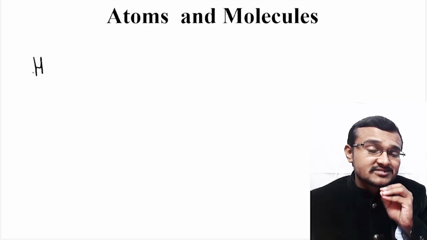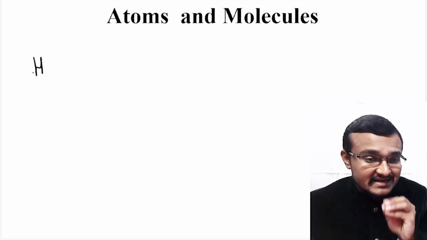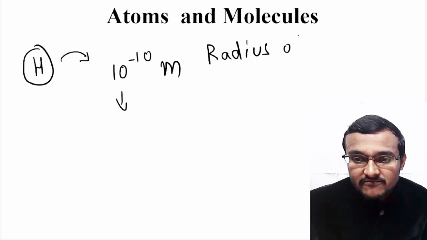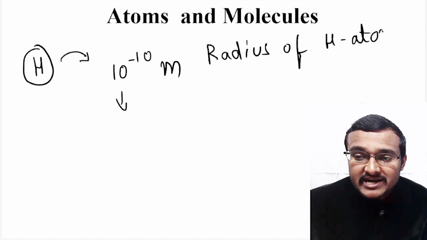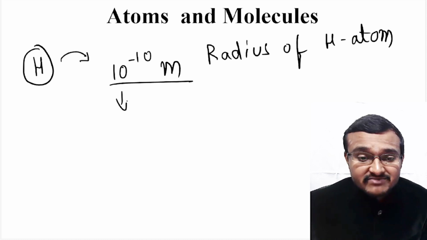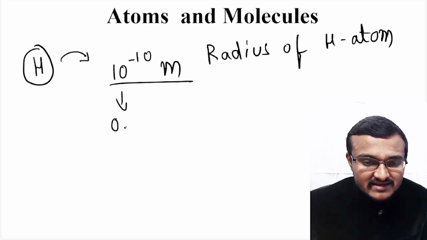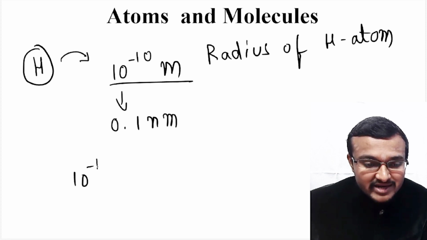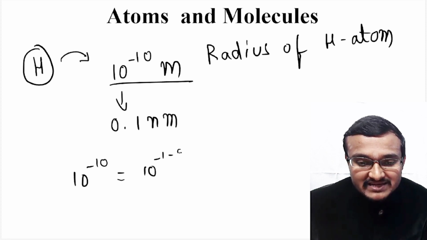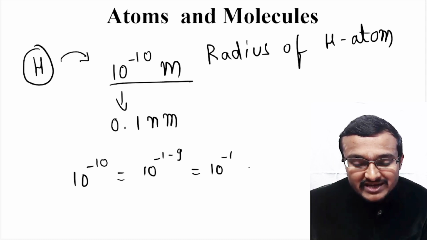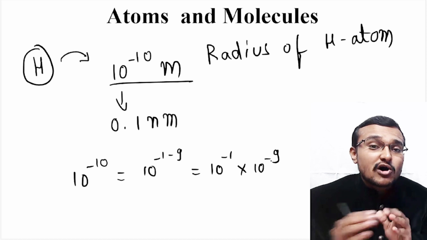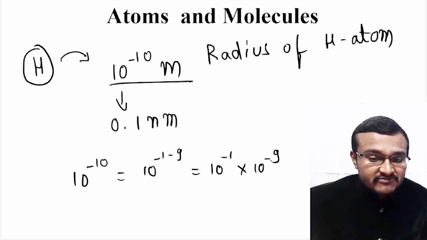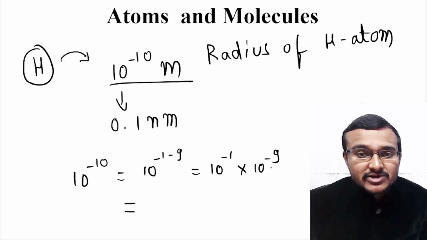Now if you consider the smallest atomic number element, that is hydrogen, the radius of hydrogen atom is 10 power minus 10 meter, and this can be written as 0.1 nanometer. How can you write 0.1 nanometer? Because 10 power minus 10 is nothing but 10 power minus 1 minus 9. This you can write as 10 power minus 1 into 10 power minus 9 according to law of exponents. I have discussed this in the exponent chapter in 8th standard mathematics. You can refer to that video. So 10 power minus 1 into 10 power minus 9 is there.